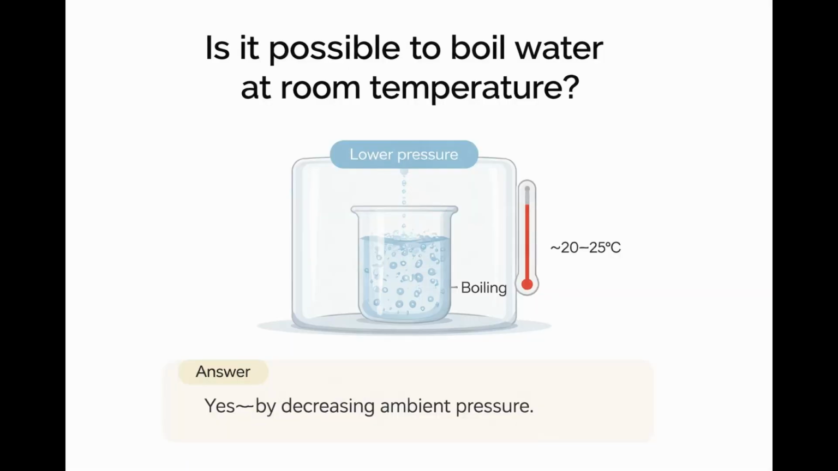The material asks a great physics question. Can water boil at room temperature? Yes, it can, if you decrease the ambient pressure. Boiling isn't defined by reaching 100 degrees Celsius. It's defined by the liquid's vapor pressure matching the surrounding pressure. Lower the surrounding pressure enough, and water can boil even when it's cool.